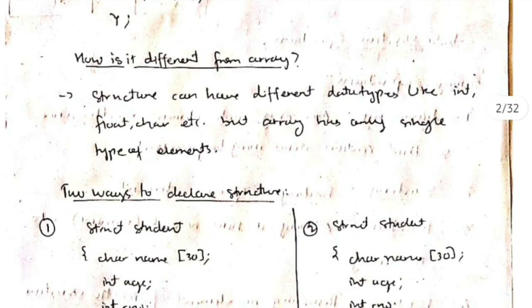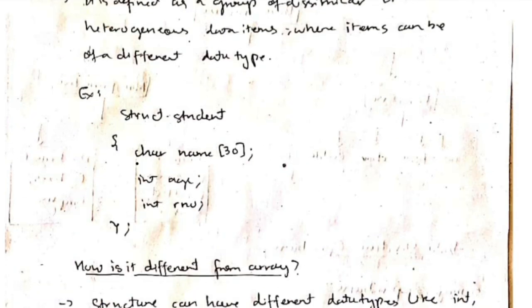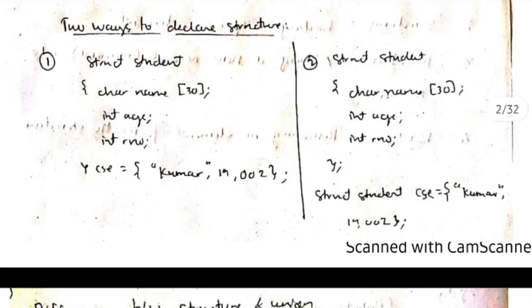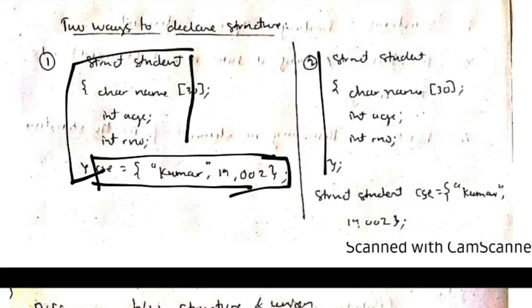And how is it different from array? In array you will have the same elements, like all will be integers or all will be characters, but in structures you can have different data types. And there are two ways to declare a structure. First one is declaring a structure here and then initializing the object before ending the declaration. And second one, you will declare the structure and then initialize the object separately.